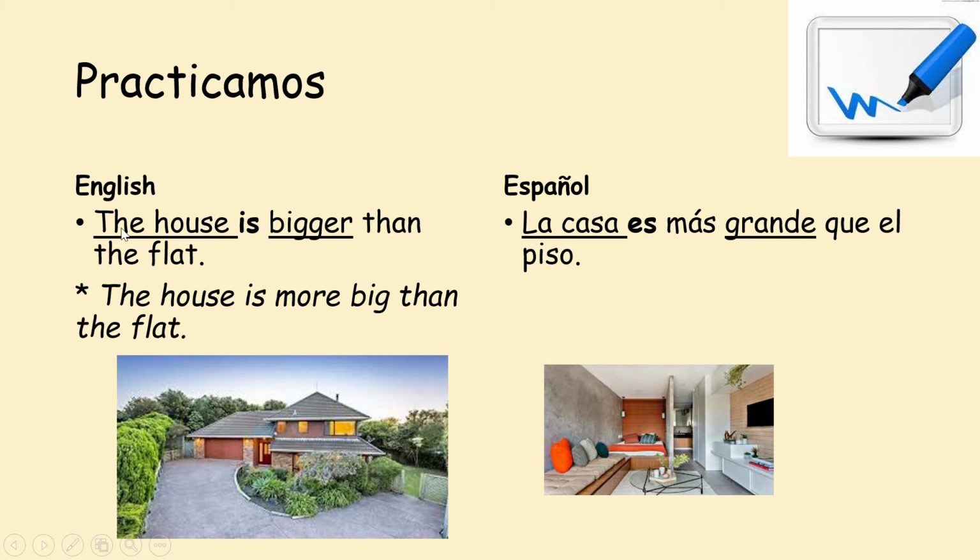For example, the house is bigger than the flat, but we would write it as the house is more big than the flat in Spanish, which translates to la casa es más grande que el piso. Underlined words are what have to agree, and the word in bold is the verb you need to consider. Okay, when you're ready, we've got a couple of questions coming up now.